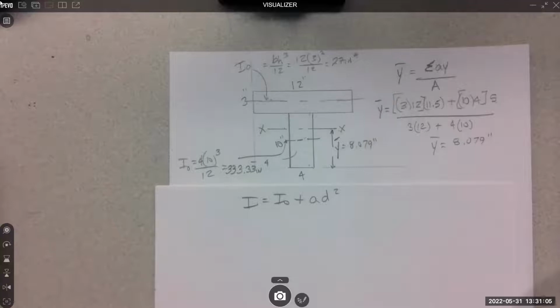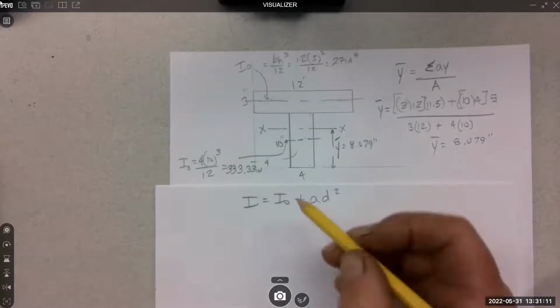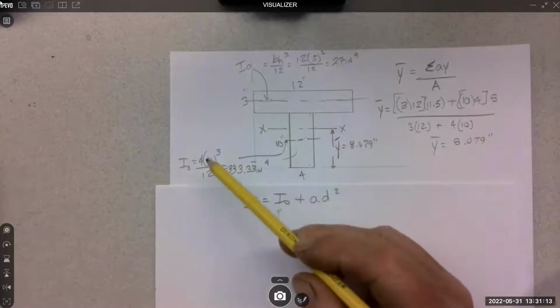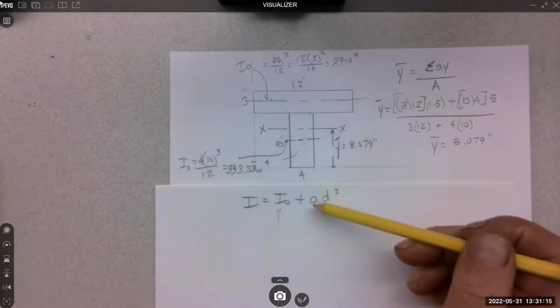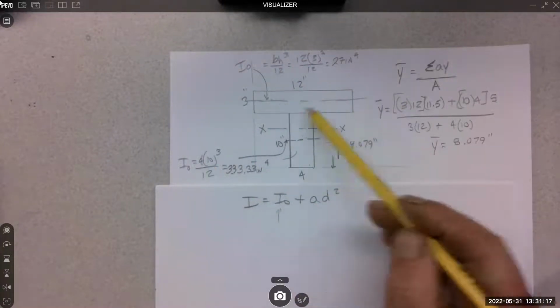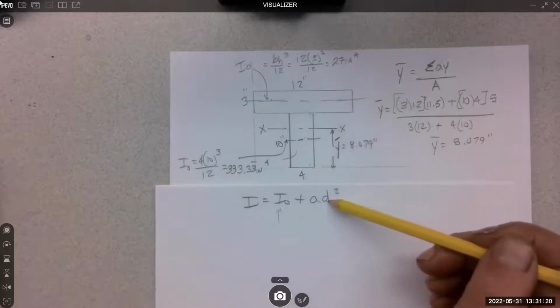We cannot add them together if they're not on that same axis. So that means we need I sub O, which we just found for both of them. We have that. We need area, which is pretty easy to get for both of them. But we need the transfer distance.